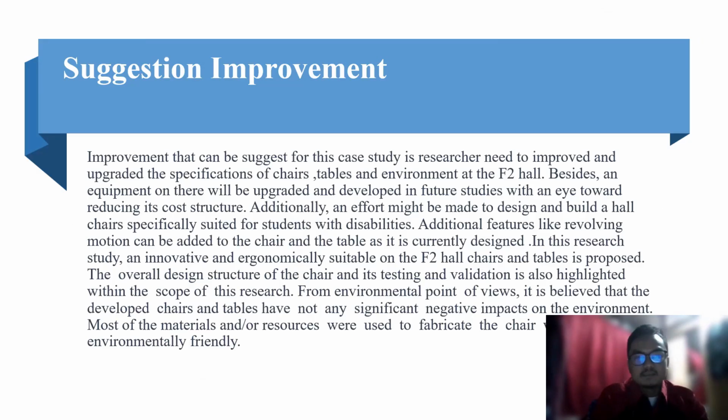For the last slide, my suggestion on improvement of the seats and tables during examinations in F2 hall is that research needs to improve and upgrade the specification of chairs, tables, and environment at F2 hall. Besides, all the equipment must be upgraded and developed in future studies with an eye towards reducing cost. Additionally, an effort might be made to design and build chairs specifically suited for students with disabilities. Additional features like revolving motion can be added to the chair and table as currently designed in this research study. An innovative and ergonomically suitable design for F2 hall chairs and tables is proposed.